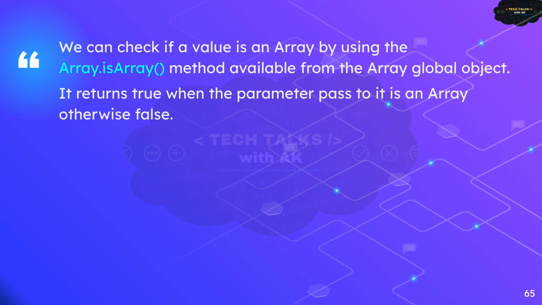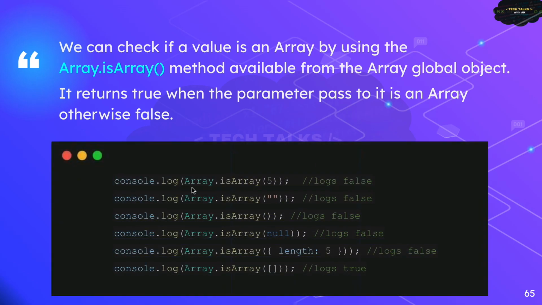Let's understand this with a few examples. If we console log Array.isArray(5), it clearly logs false because 5 is not an array. If we check isArray for a string, it logs false. If we check isArray for empty, it returns false. If we check isArray for null, it returns false because null is also not an array. If we check isArray for an object, it returns false. If we check isArray for an array, it returns true and console log logs true because this is an array.